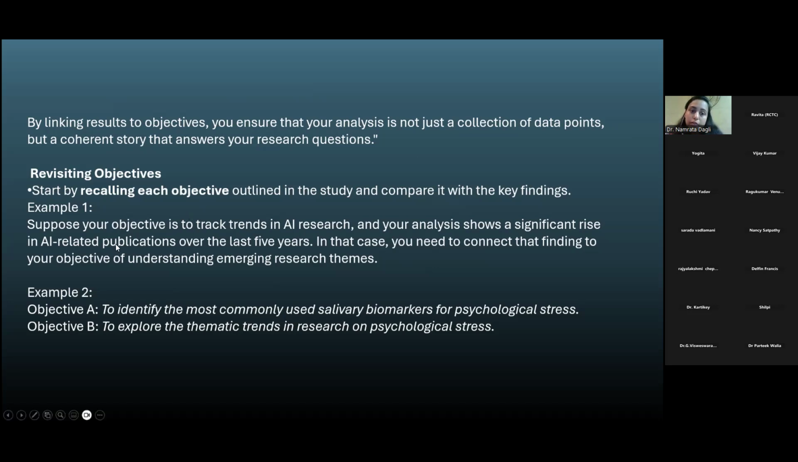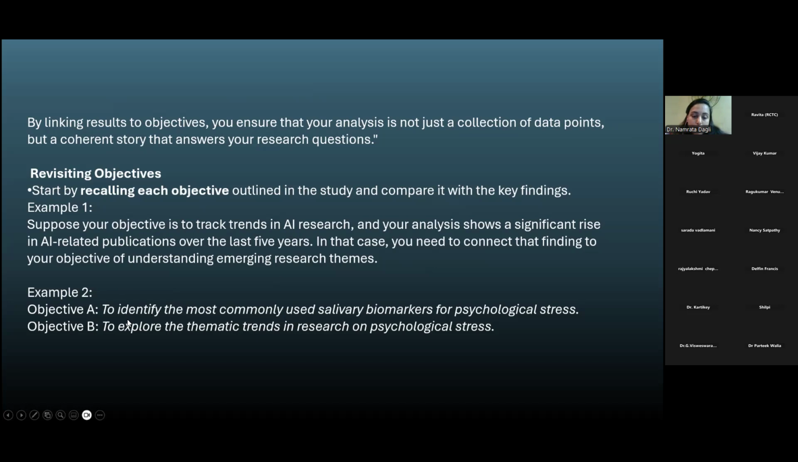Suppose your objective is to track trends in AI research, and your analysis shows a significant rise in AI-related paper publications over the last 5 years. Now, in that case, you need to connect this finding with your objective and mention that in answering your objective. It will be more clear with the subsequent example.